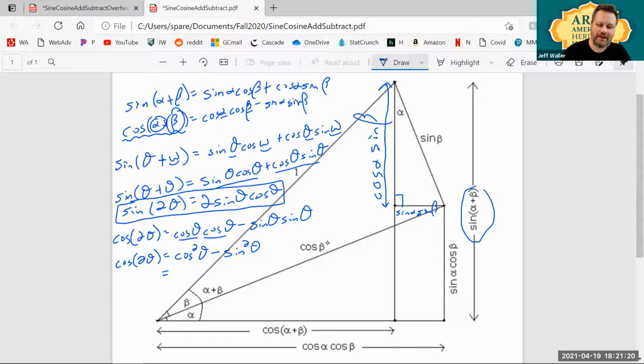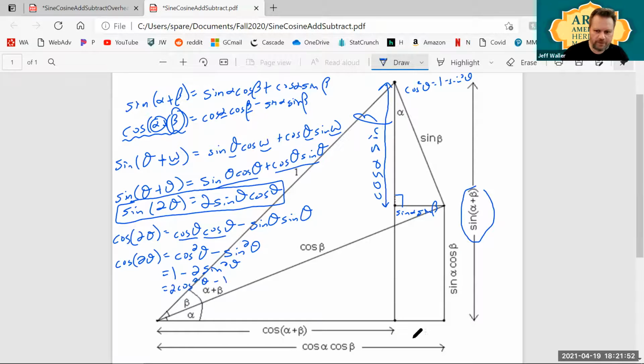Stay with me now. I just feel like I have about 4 of you still paying attention. Remember, isn't cosine squared equal to 1 minus sine squared? Isn't that true? So could I write this as 1 minus sine squared, 1 minus 2 sine squared? Isn't sine squared equal to 1 minus cosine squared? So couldn't this be equal to 2 cosine squared minus 1?